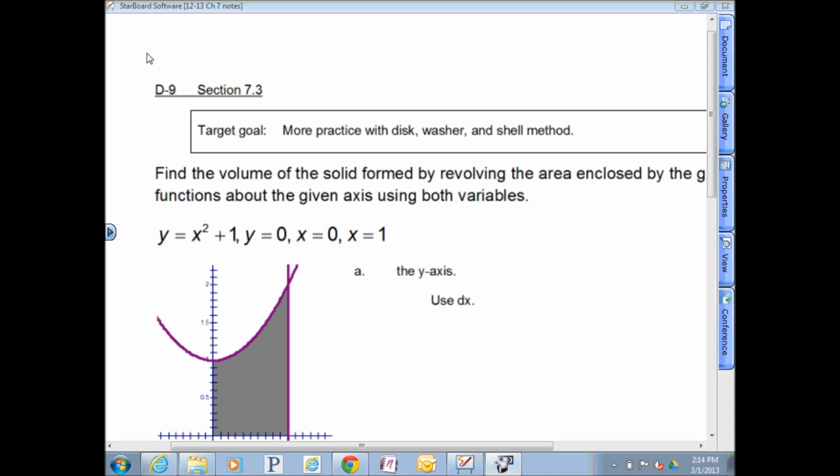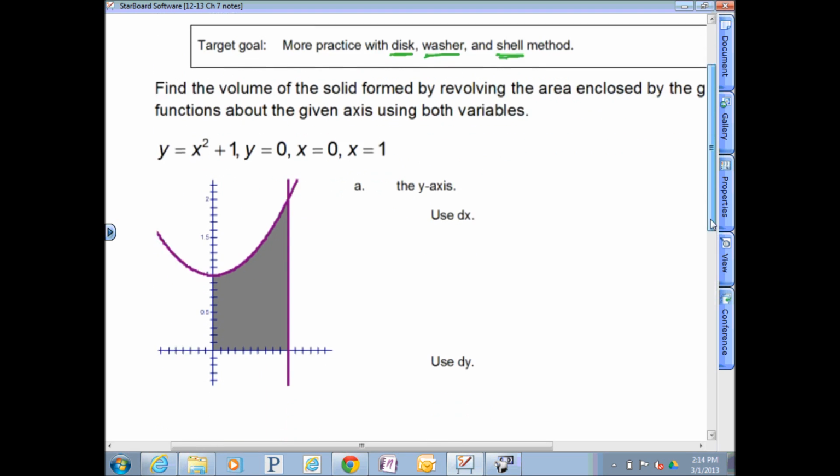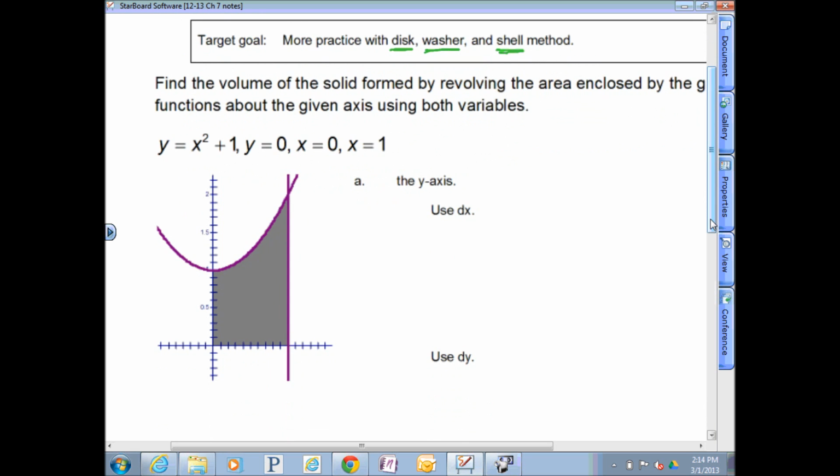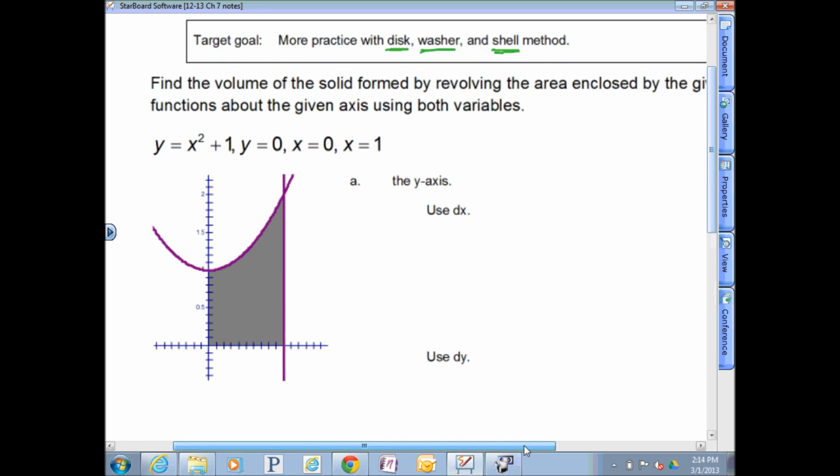Last lesson in Chapter 7. We are going to try to wrap all of this stuff together, these volumes of solids of revolution, and try to tie disk, washer, and shell together. Which one works, how does it work, and just try to have one lesson here that has everything in one place with some comparisons.